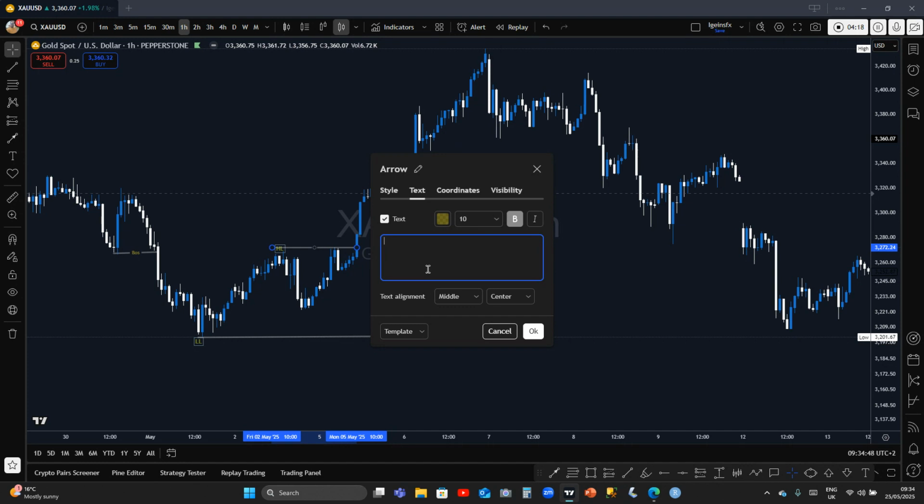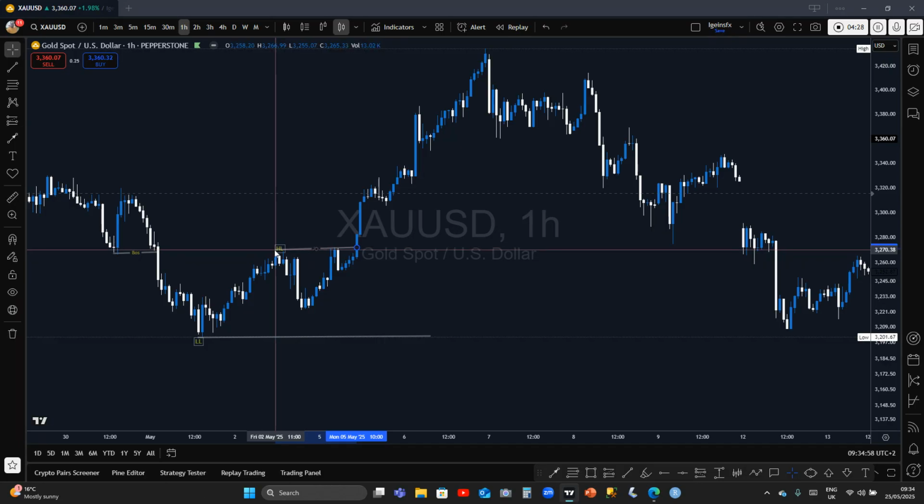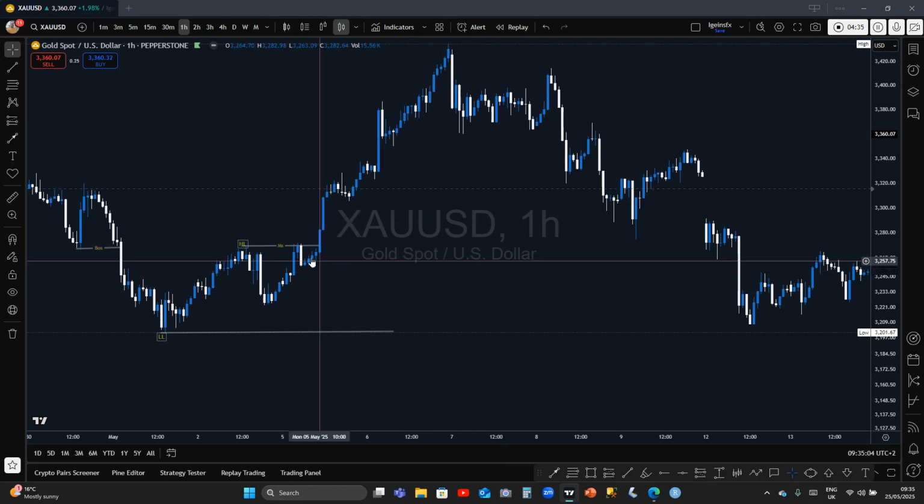Anytime price breaks above this high, it means that a change of character has happened, or we call it market shift. If you see MS anywhere, that is market shift. You know that market shift has happened. You see, market shift has happened.